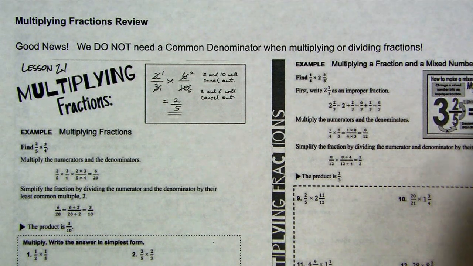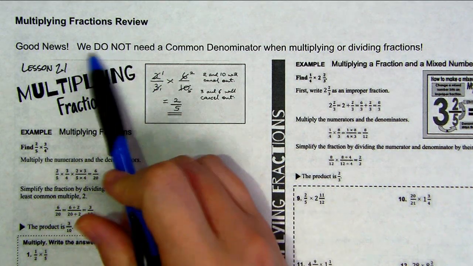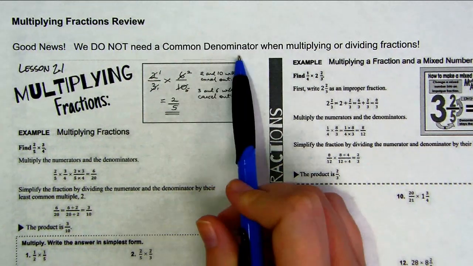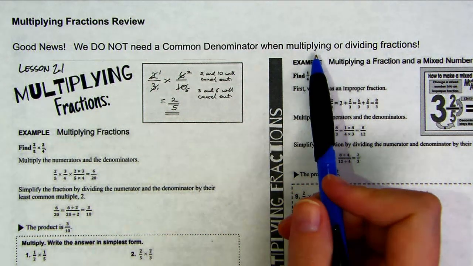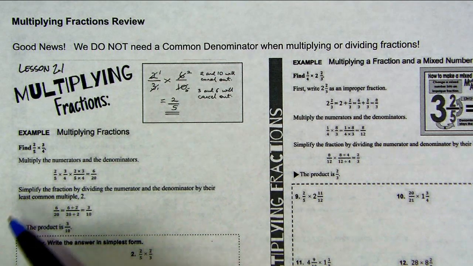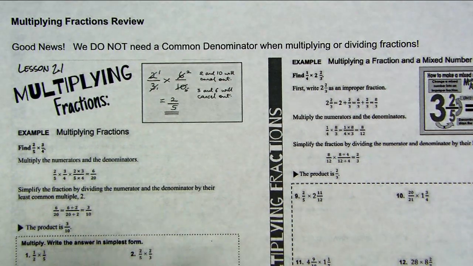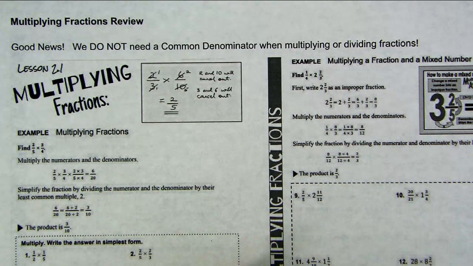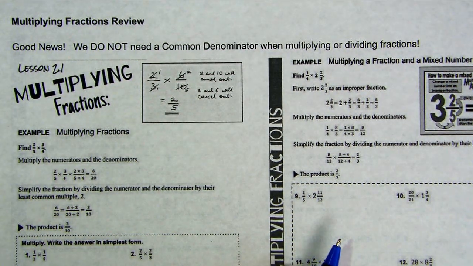Review how we can multiply and divide fractions. So the important thing to keep in mind is that we do not need a common denominator when we are multiplying or dividing. We only need to have a common denominator if you are adding or subtracting fractions. So for this entire review, you do not need to worry about getting the same number in both denominators.